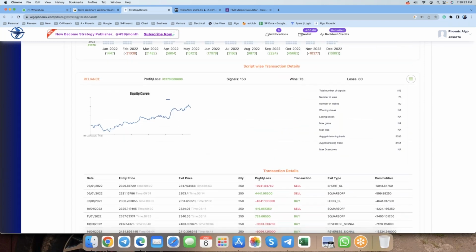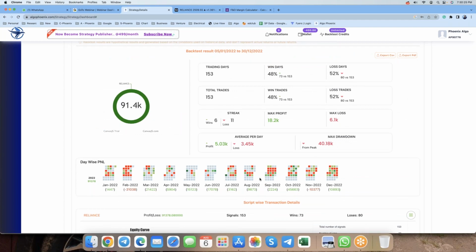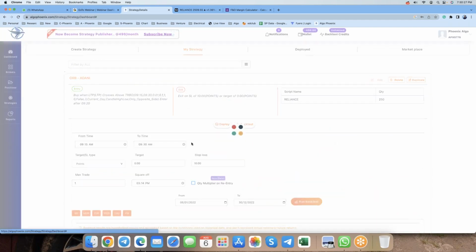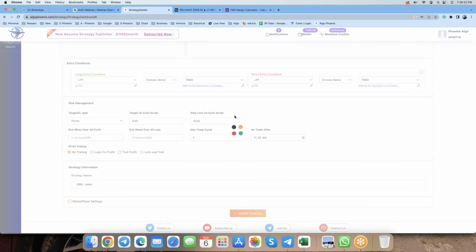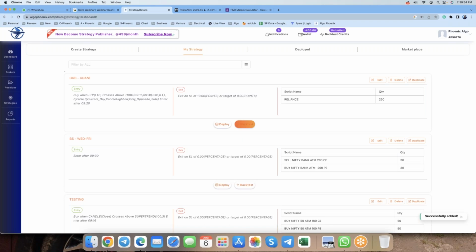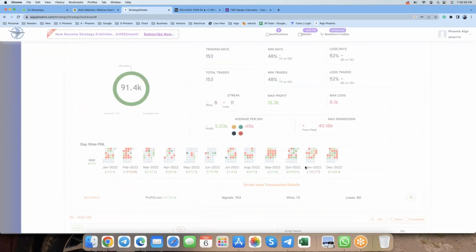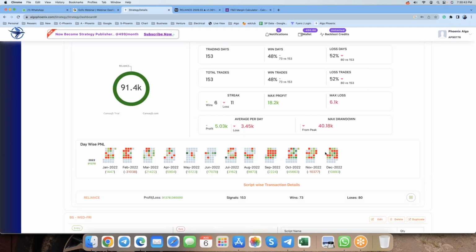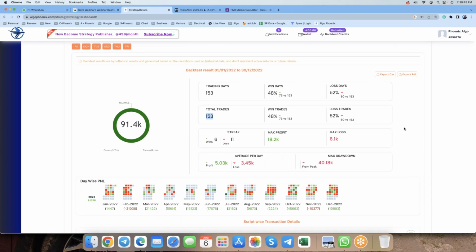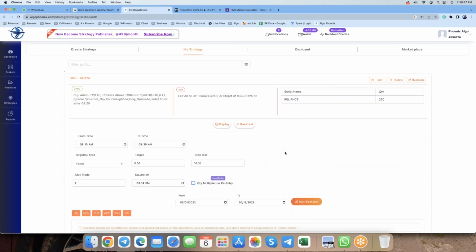I can keep it as maximum lock and profit. I can try the lock and profit option also. Here, maybe I say no trailing, and if I update strategies, that might give me better results, or it might go further down. So we have defined a cash strategy. My risk is defined. Okay, and I can play around with the number of trades, also very few. So now I've defined the strategy.